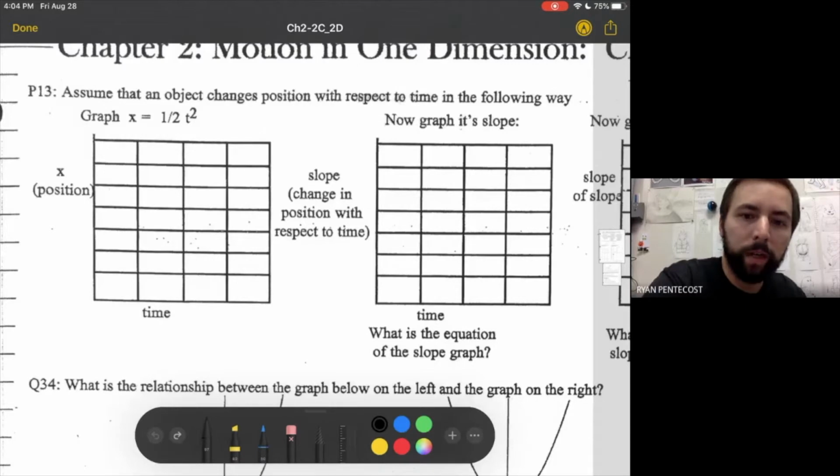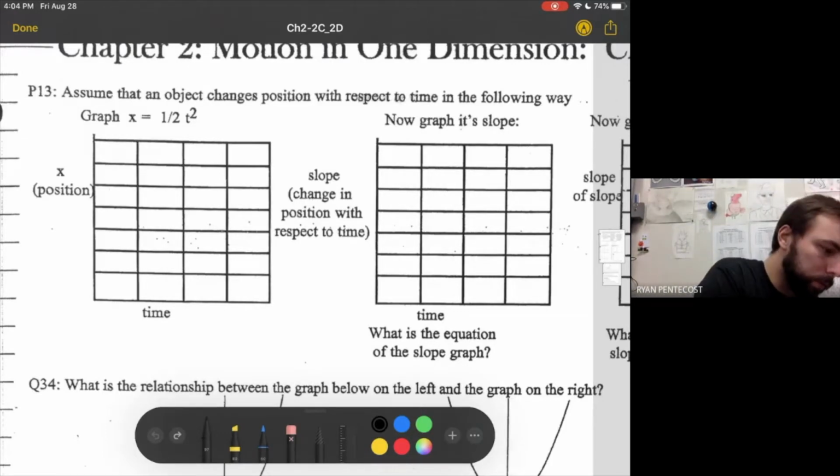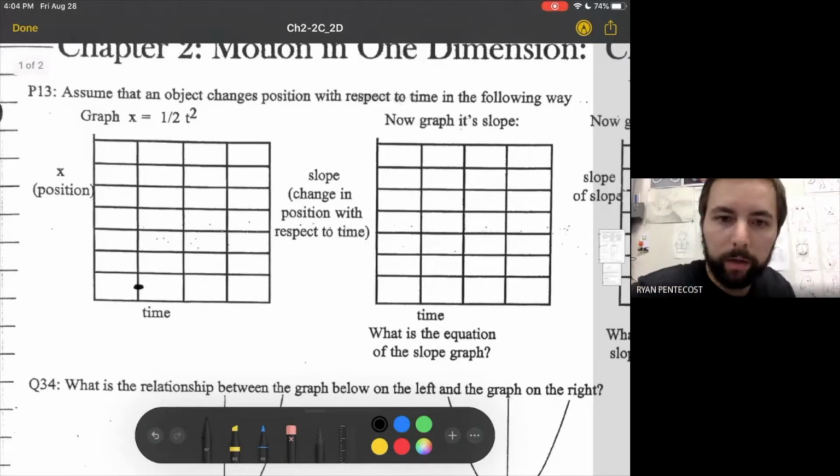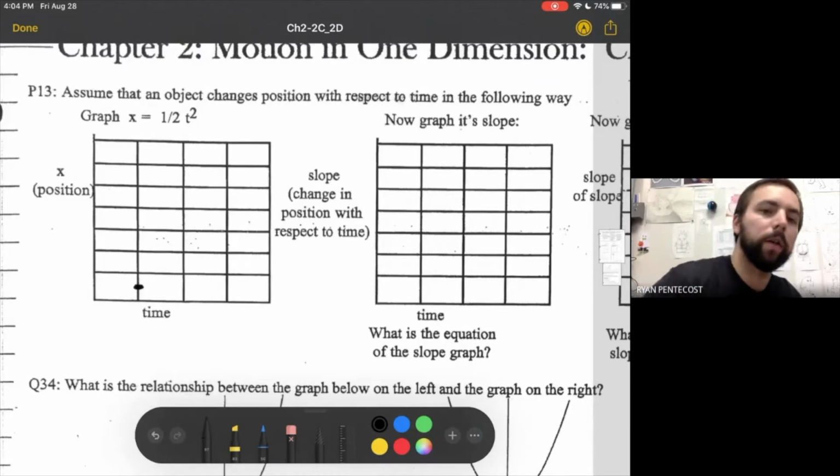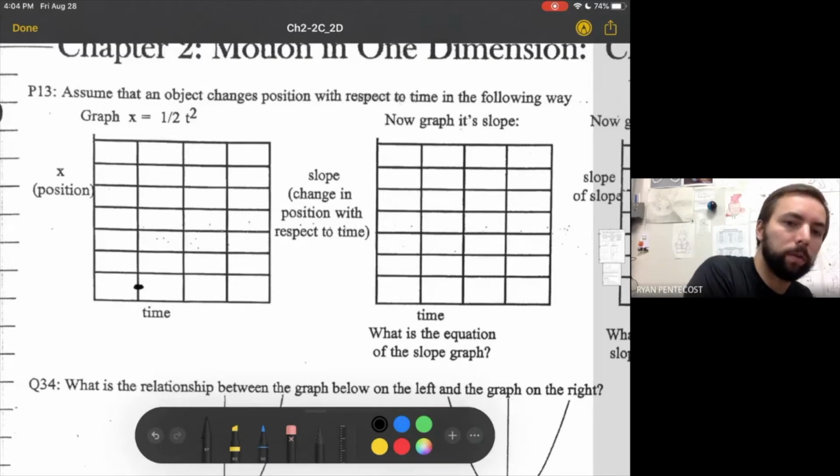So after 1 second, you will have traveled 1/2. Let's just call it meters and seconds, just for SI's sake. So after 1 second, you will have traveled 1/2 of a meter. So we will make a dot there. Then after 2 seconds, that would be 1/2 times 2 squared. 1/2 times 4 is 2. I'm just plugging these numbers into t for time on that function there. So after 2 seconds, you will have traveled 2 meters.